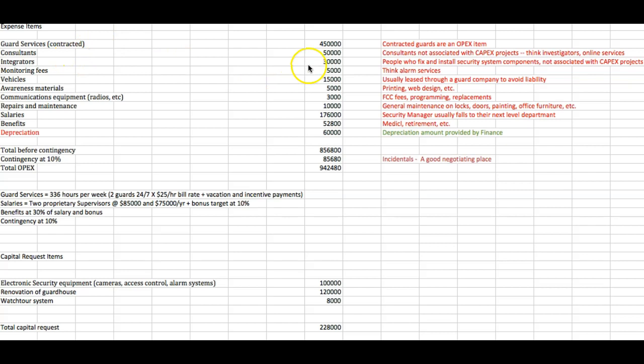So in my integrators, I have 30,000. And in my consultants, I have 50,000. Well, I don't know if I'm going to actually spend 50,000 on consultants or 30,000 on integrators. Suppose nothing goes wrong with my system all year. It works like a charm. Nothing breaks. I've got 30,000 extra here. I can then take that 30,000 and maybe put it toward vehicles, right? And tell the guard company, instead of giving me that old Kia, why don't you upgrade and give me another vehicle and charge me a little more for it, perhaps.